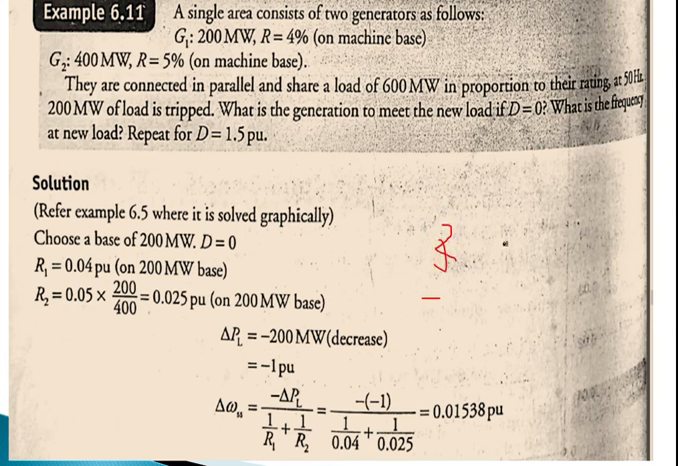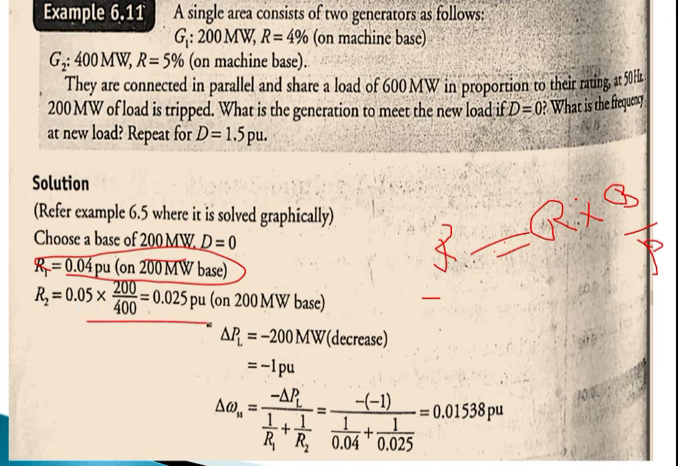To find the regulating characteristics, regulation into SB base divided by power in megawatt. Regulation for the first unit: you will get base 200 means 200 by 200, it cancels, you will get only 0.04. For the second unit, we will get 0.02.